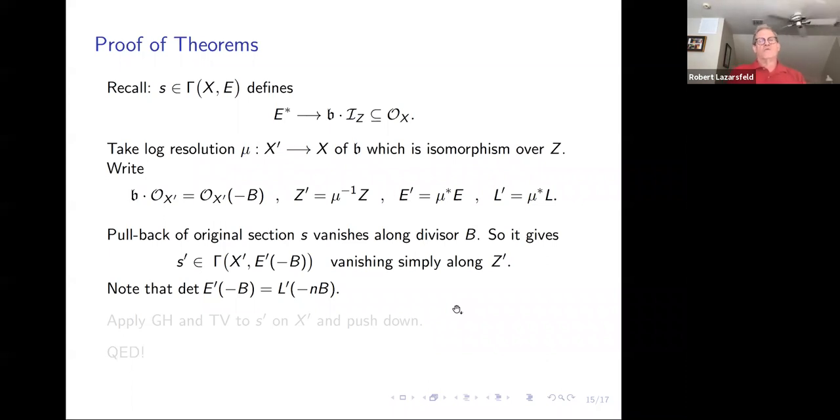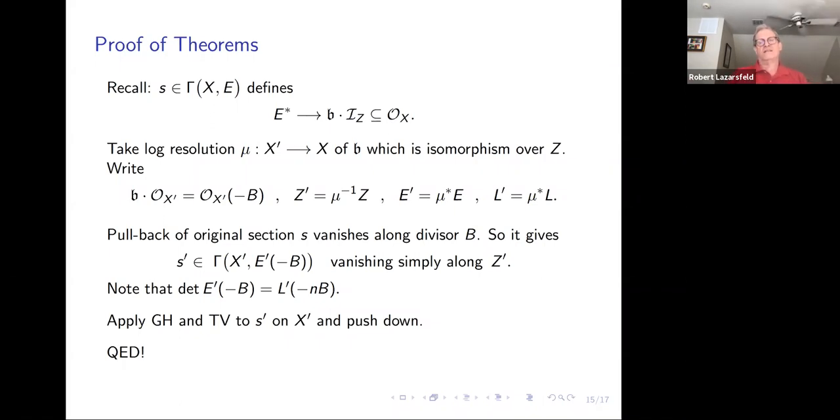Now notice that we've got this E prime minus B, a new line bundle, and what's its determinant? Well, its determinant is L prime, that's the determinant of E, but now we get minus N times B, because we had a rank N vector bundle and we've twisted by a divisor, so the determinant changes by the rank times that divisor. But anyway, now we're exactly in the situation of Griffiths and Harris and Tan Dieweg, and so we're done. We just apply the theorem upstairs and we push it down.